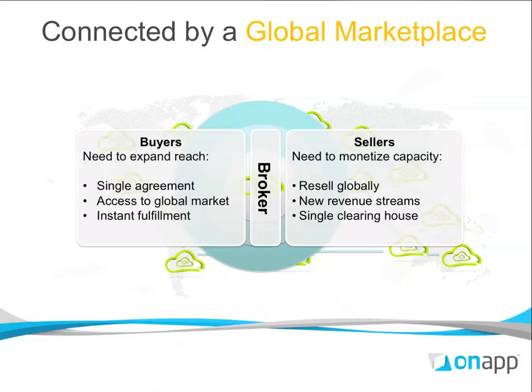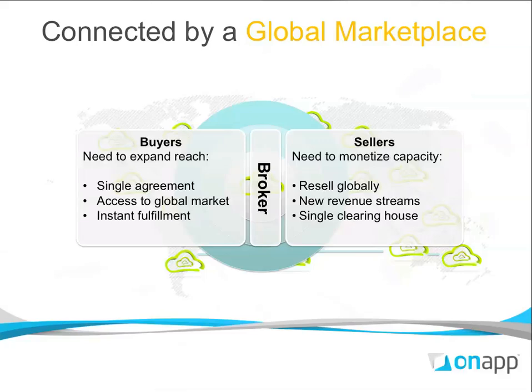So I could have a data center in London and want to globalize my offering to San Francisco. I can do that through the marketplace, but I might also want to be able to offer my spare capacity in London to the market, which I can do as well. So I can be a buyer and a seller at the same time. So it makes this federation extremely powerful.